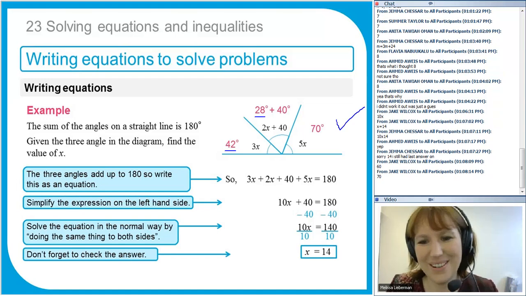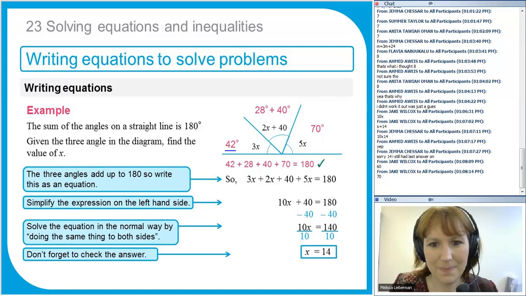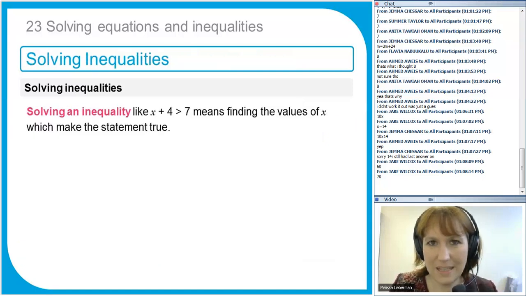Perfect. Okay, got that. So it's always a good idea just to check at the end, just to make sure that it gives me the right answer. There we go. Okay, let's have a look at solving inequalities.